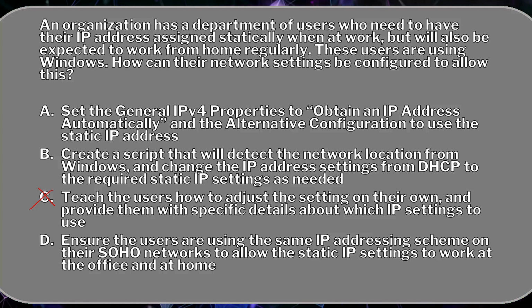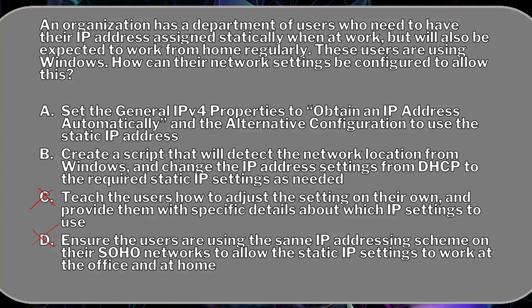Ensure the users are using the same IP address scheme on their small office, home office networks to allow the static IP address to work at the office and at home. You could do that, but now you're telling the user to go and change their home network, and you might not have the authority to tell the person to change their personal property just to comply with work. Believe it or not, people are employees, not slaves. People have rights. So I'm not too keen on that. Besides which, what if the user is visiting their family? Now you're going to get their family to use the same addressing scheme. You're pushing the boundaries a bit here.